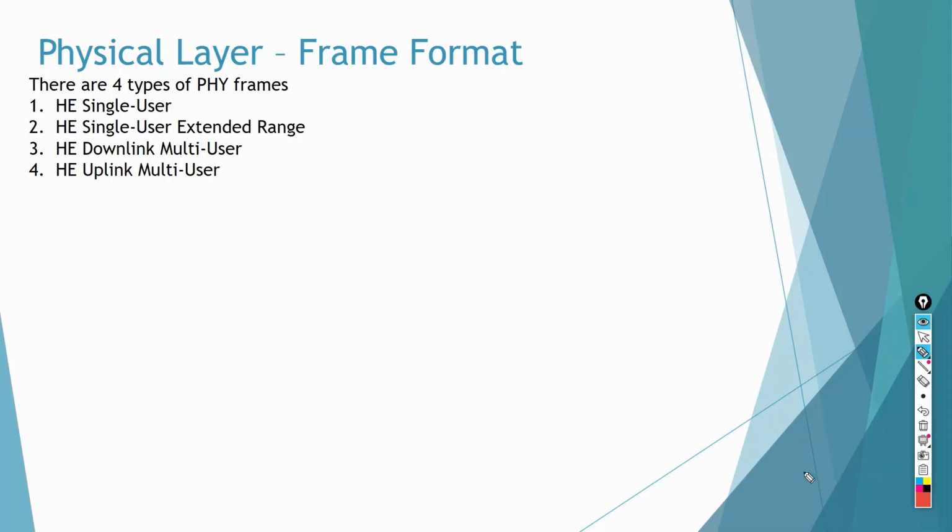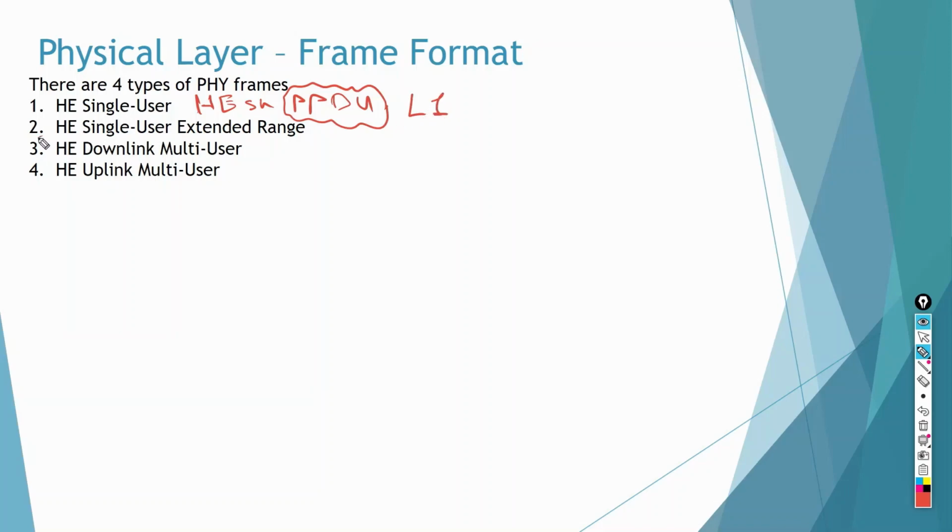And basically, we are going to start our discussion around the PHY layer frame format. We have four types of frames: HE single user PPDU. PPDU stands for PLCP Protocol Data Unit, and it's the naming convention that refers to the Wi-Fi frame at a physical layer or layer 1.